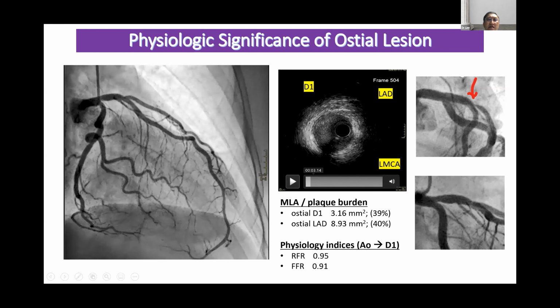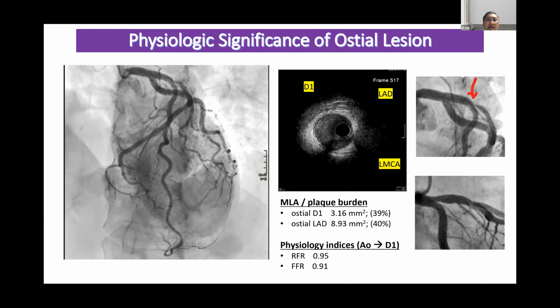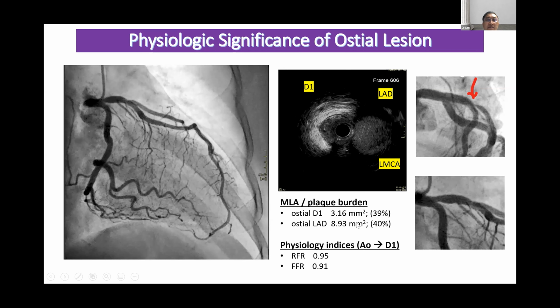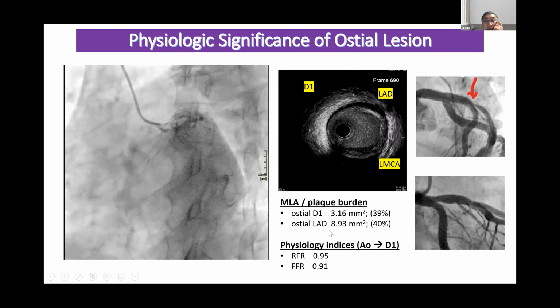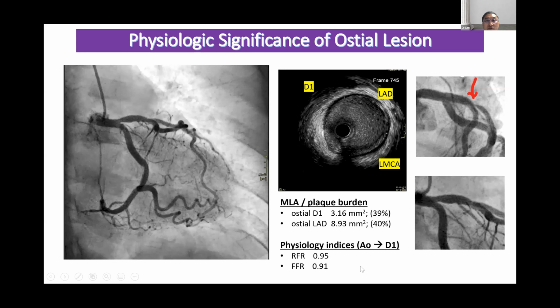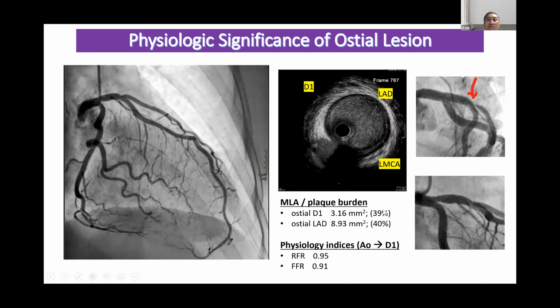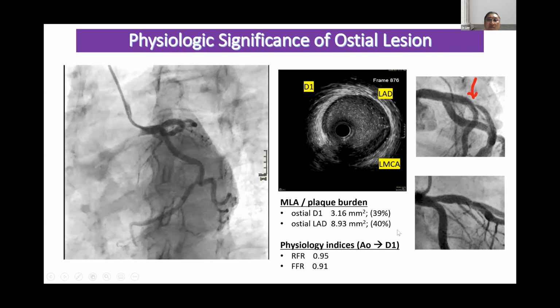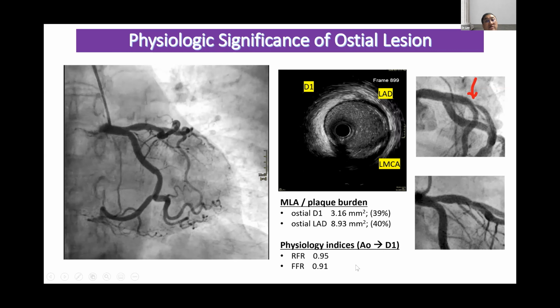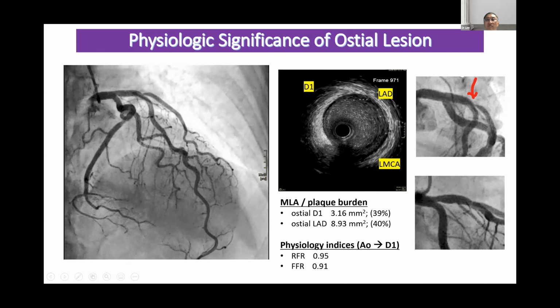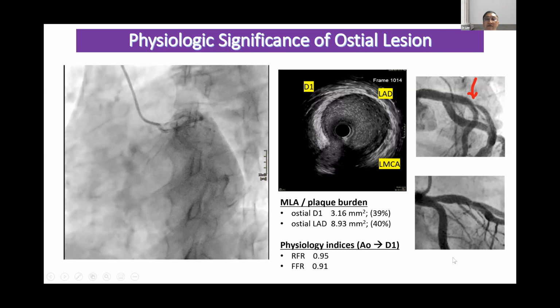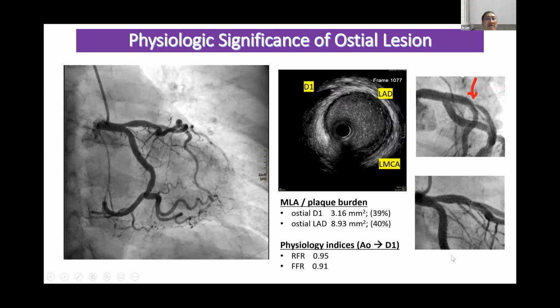So in this particular patient, the MLA for the ostial diagonal one was 3.16 millimeters squared, and the LAD 8.93 millimeters squared, with a plaque burden of 40% for both. And the physiologic indices, the RFR and the FFR, were both not significant. So the lesion was left alone.